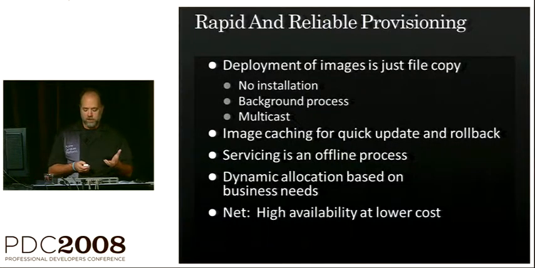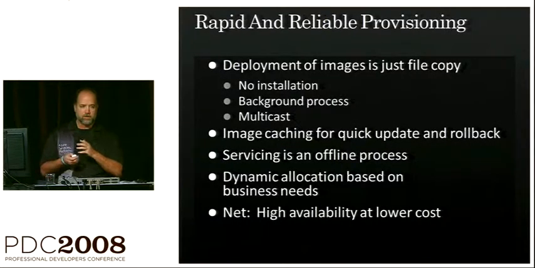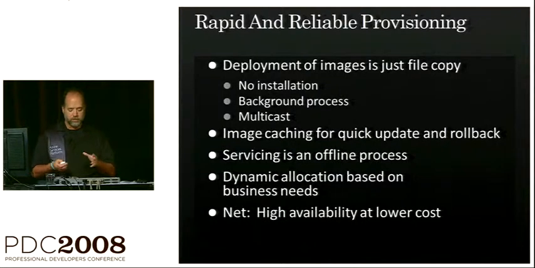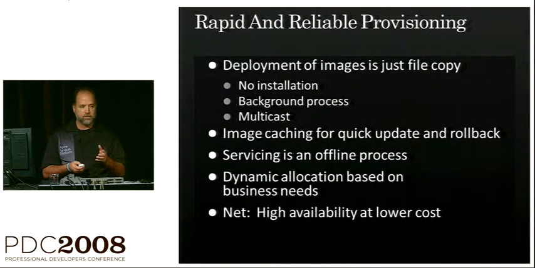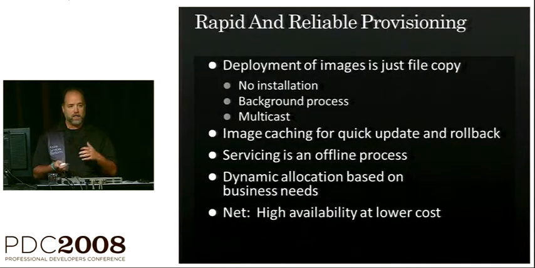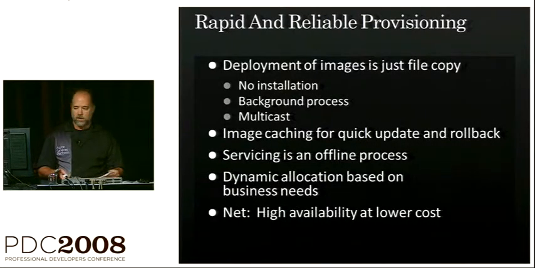The Windows Azure deployment model, combined with the Fabric controller's allocation algorithms and oversight, allows for a dynamic allocation of instances based on your business needs. You can add and subtract images very quickly. The net result is higher availability for your service at lower cost.